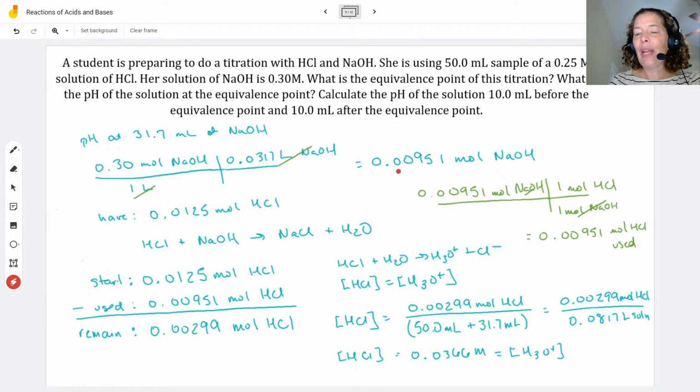Well, remember, we haven't quite added enough sodium hydroxide. This was our limiting reagent. There is no more sodium hydroxide. There's a little bit of hydrochloric acid. So yes, it makes sense that we should have a pH that is low, that is less than 7, because, excuse me, we have an acid in solution.